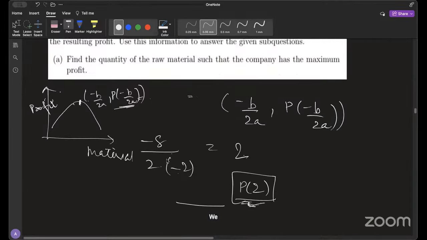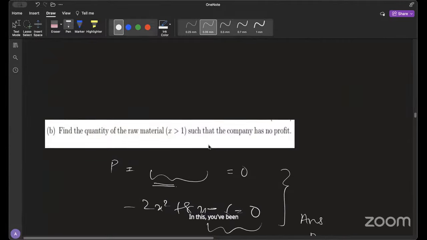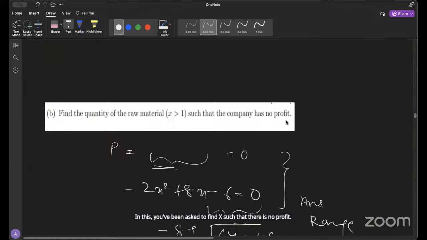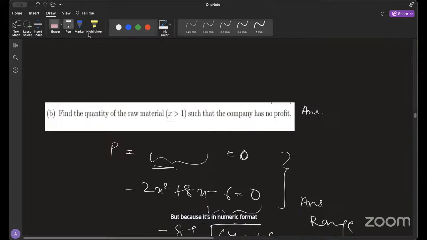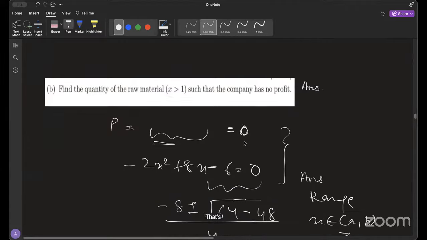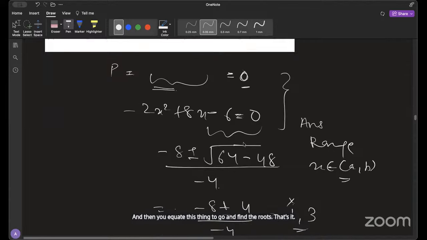Now we move on to the next part of this. In this, you've been asked to find x such that there is no profit. So no profit in general usually means that it's zero. But if it was in range format, it depends on the format of your answer. If it's in range format, then it's probably also considering the loss here. But because it's in numeric format, then it should be only one value. That's why we're considering it to be just zero. And then you equate this thing and find the roots. That's it. Ma'am, can we check the answers also by any means?